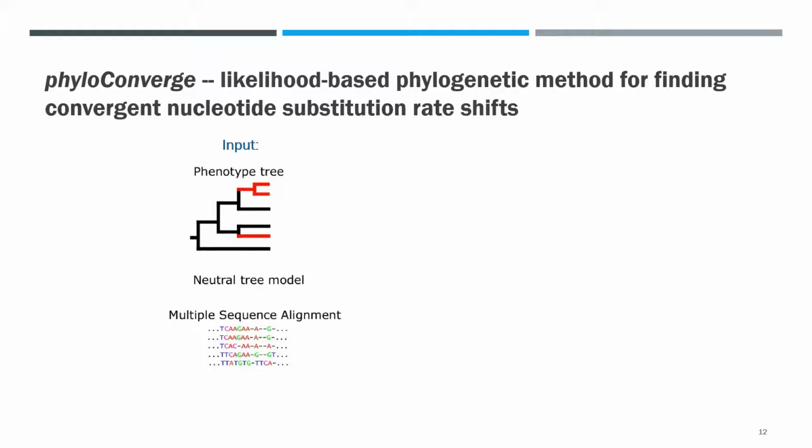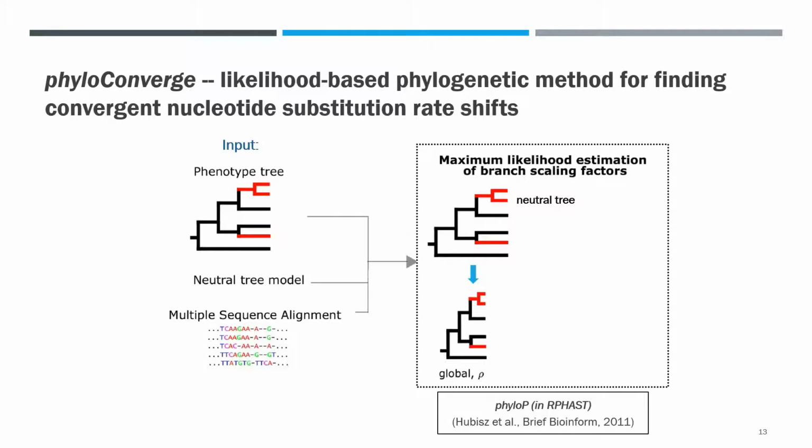And given these three inputs, phyloConverge makes use of functionality that's been implemented in the phyloP function in RPHAST, which uses maximum likelihood to estimate two branch scaling factors. The first scaling factor is a global scaling factor that determines if there's a phylogeny-wide acceleration or deceleration of evolutionary rate observed for a particular element. And the second scaling factor is foreground specific, and it determines if there's a convergent shift that's observed only among the foregrounds relative to all the other species in the phylogeny.